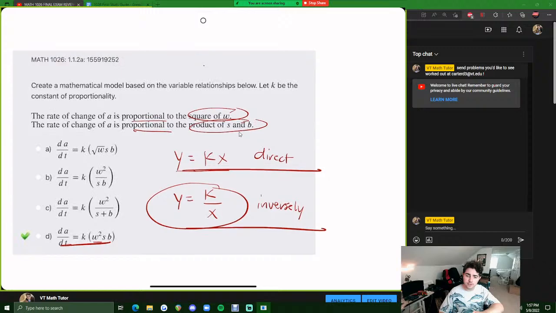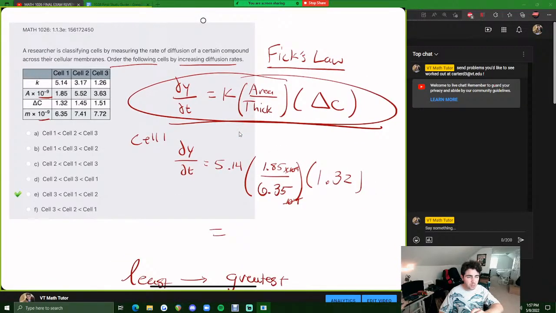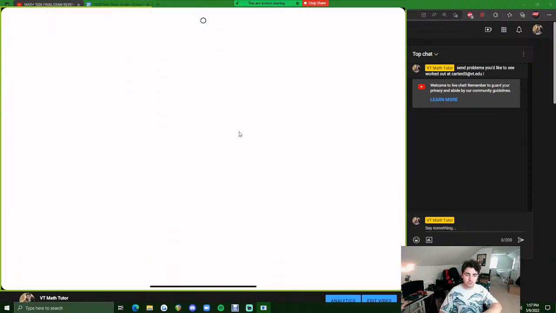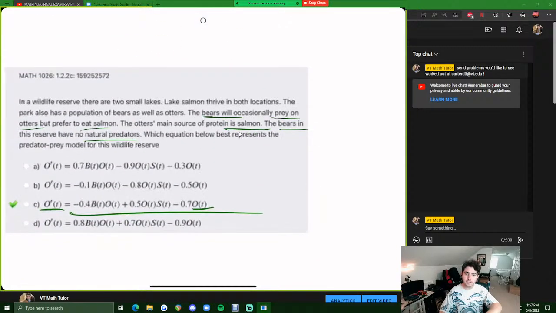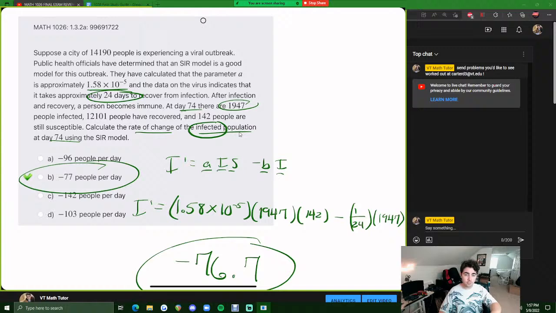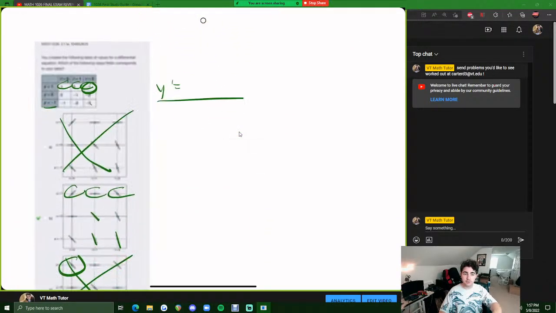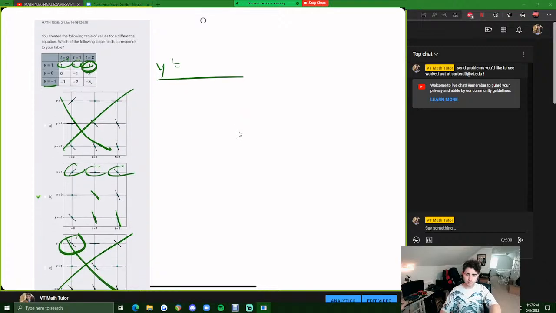Direct versus inversely proportional things. Fixed law could be worth it. Odds might be slim, but I could see them throwing one of them on there. Definitely something regarding predator-prey. That's got to be on there. So maybe practice a few of those. SIR model, same kind of thing. Maybe that's the predator-prey model they would do. SIR is a little more popular, I think. So I could totally see them doing that.